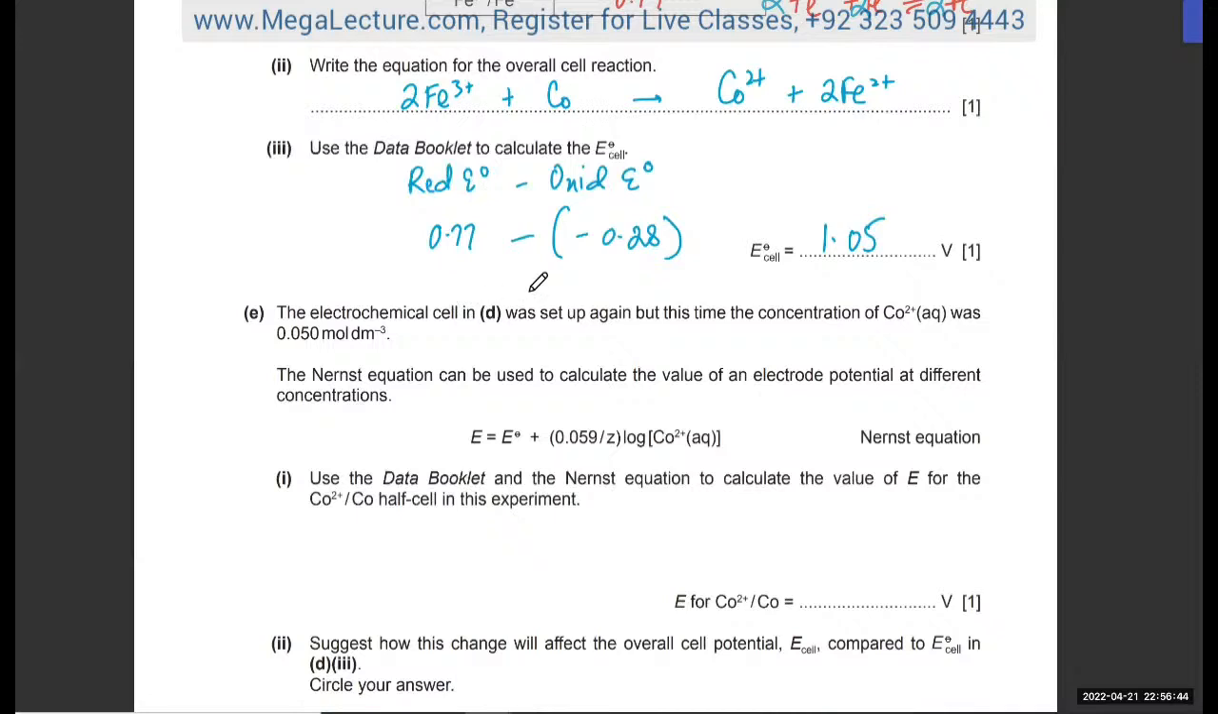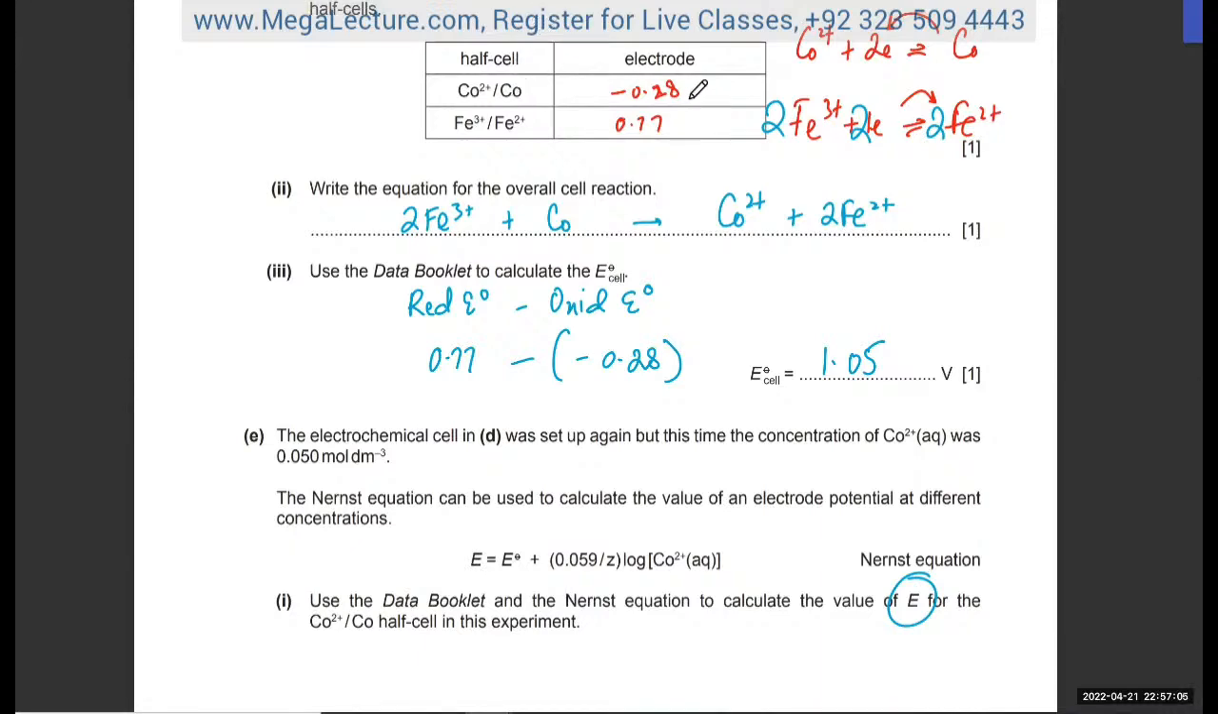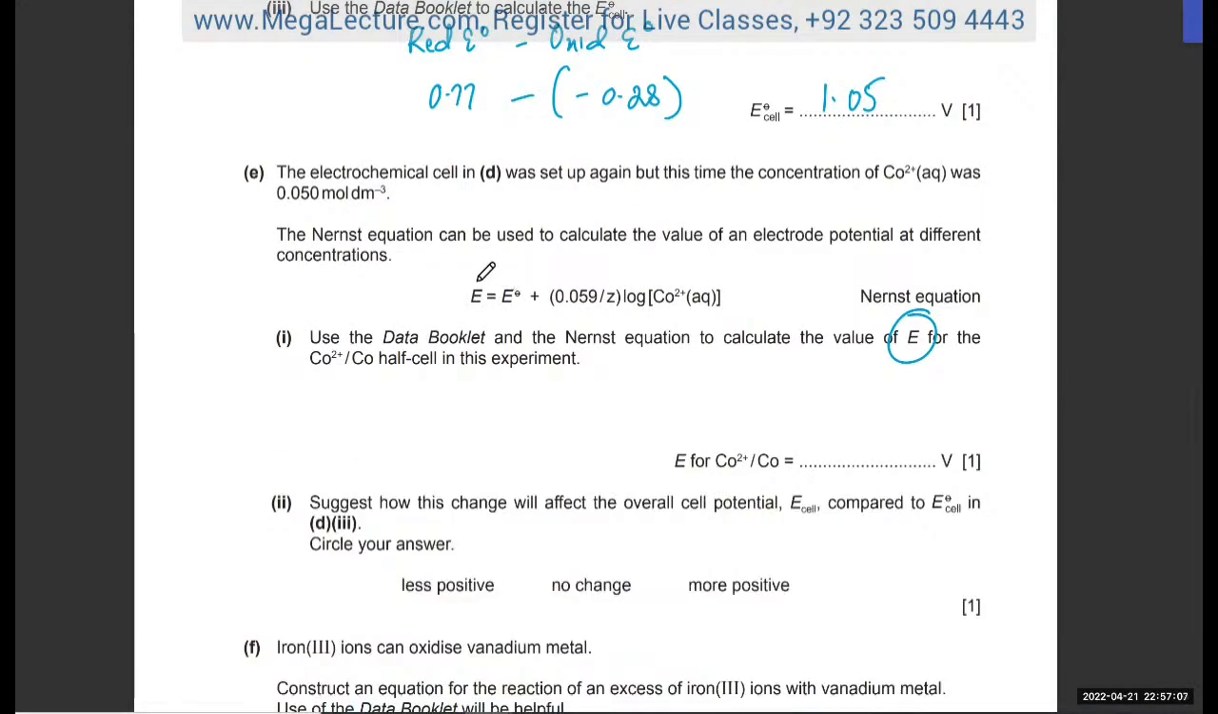The next is the electrochemical cell in D was set up again, but this time the concentration of cobalt ions was 0.05. This is the Nernst equation. Use the data booklet and the Nernst equation to calculate the value of E, the non-standard potential for the cobalt 2+ half cell in this experiment. We already know the E0, that's minus 0.28.